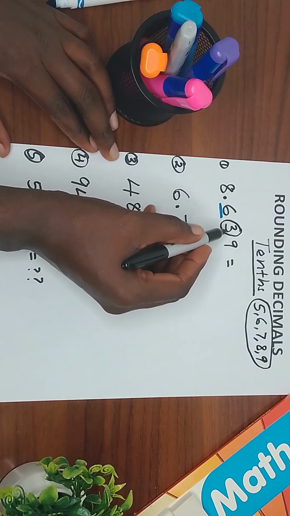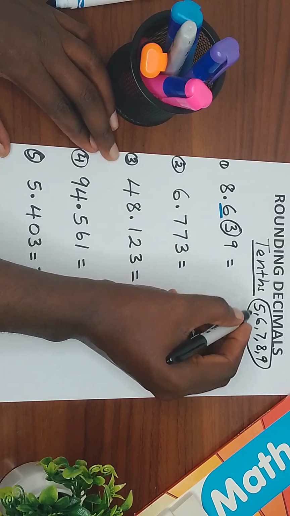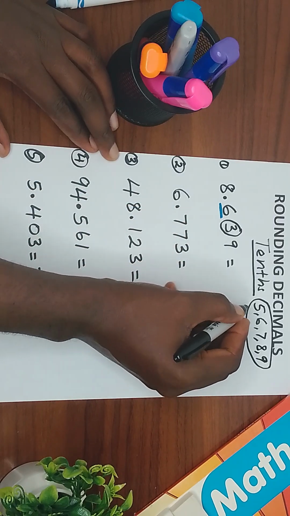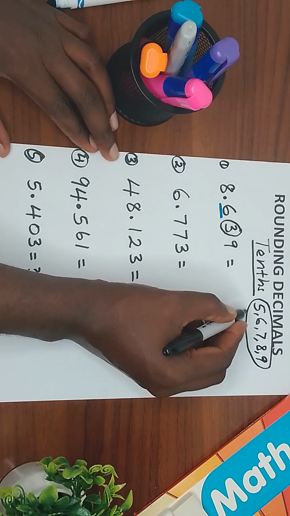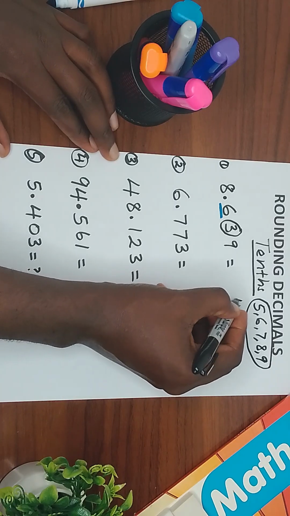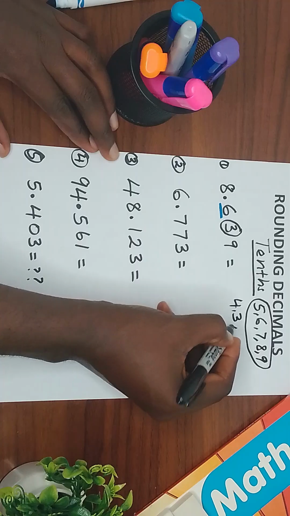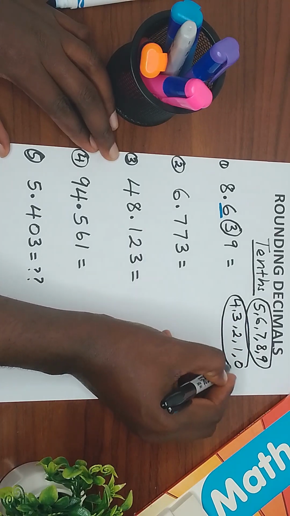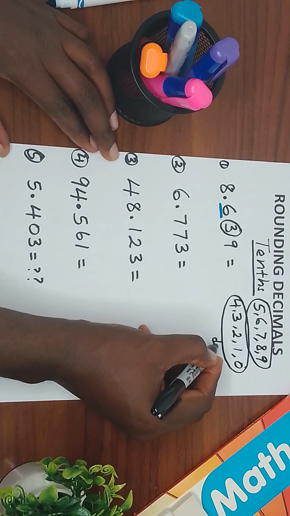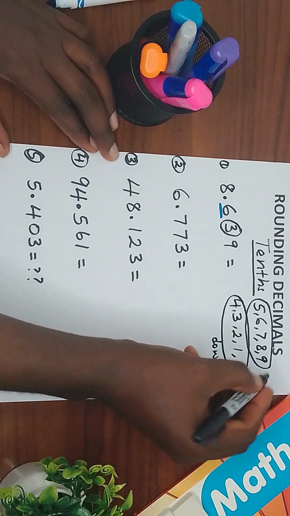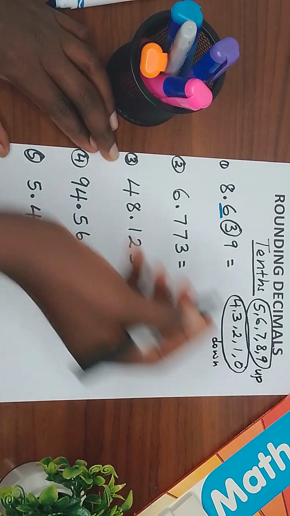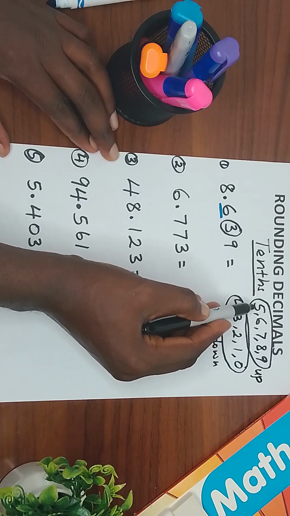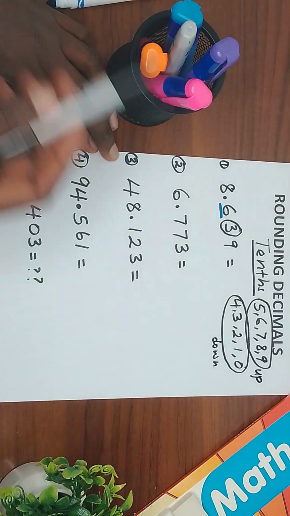If the next number after the place value that we want is 4, 3, 2, 1, or 0, then we round down. When we round down, the number does not change. We round up if the next number is 5, 6, 7, 8, or 9.